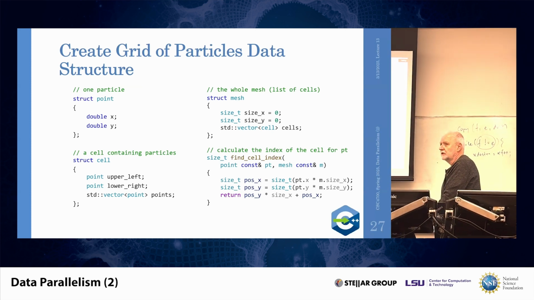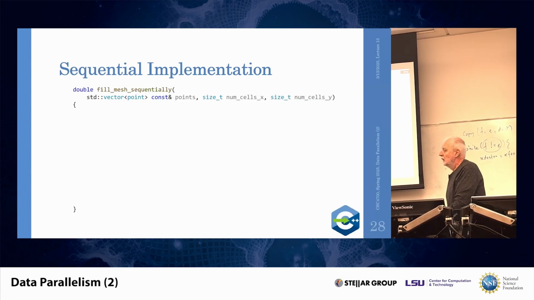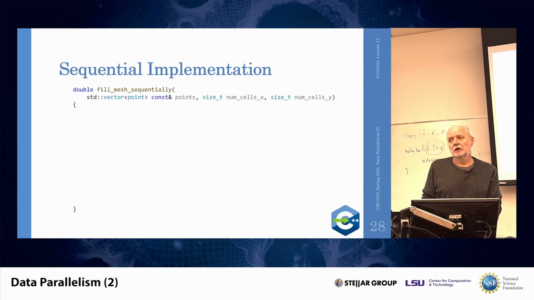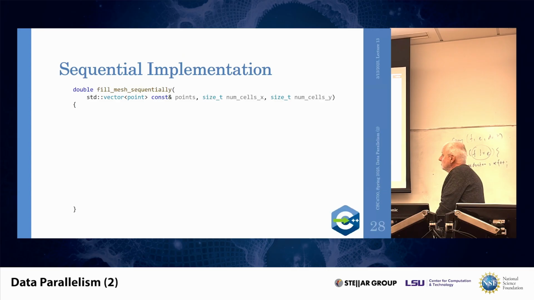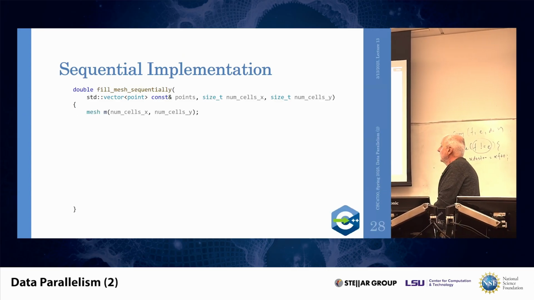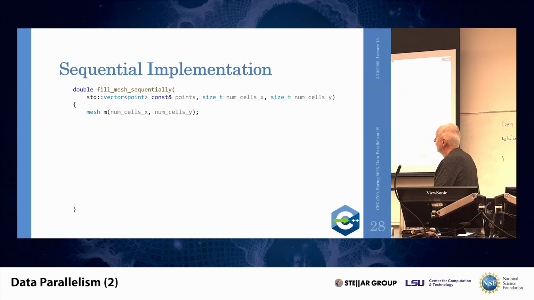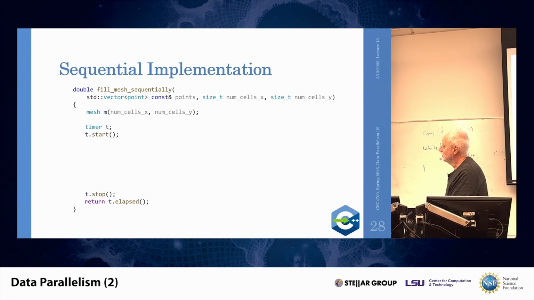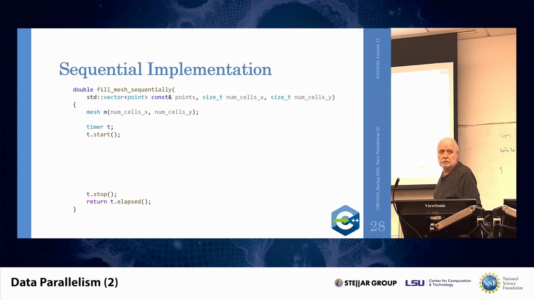Now let's do a sequential implementation because that is the first thing you always want to do. You want to implement it sequentially so that you have a good understanding of whether your algorithm actually works or not. So we create a mesh. The mesh is constructed based on its two extents. How many cells do I use in X and Y direction? And I want to time things, so this is what we have done before. No surprises there. And now what do we need to do?